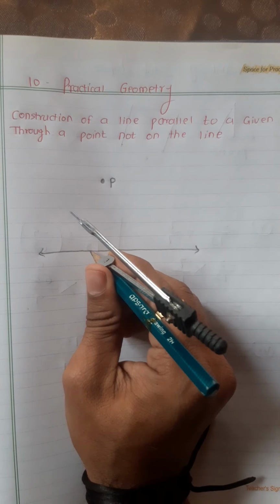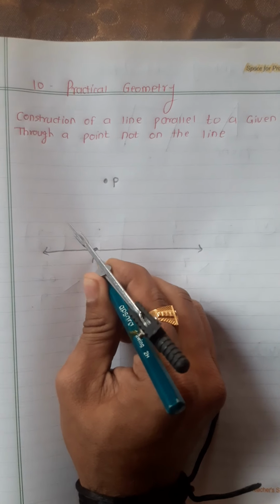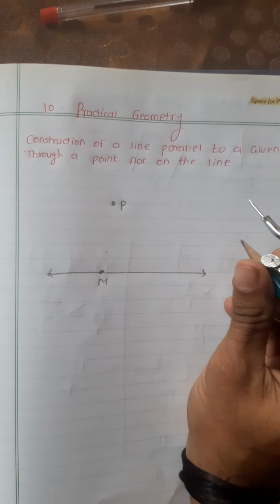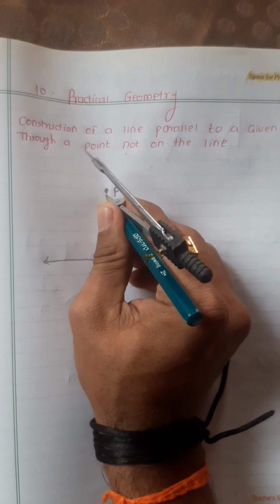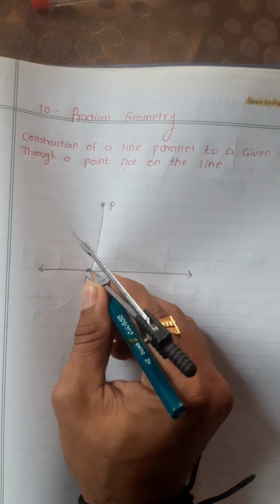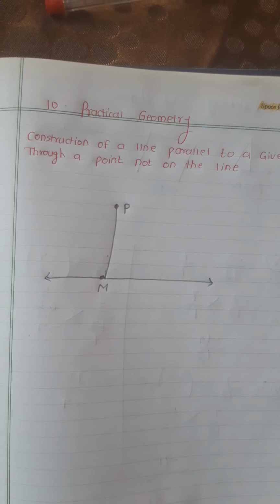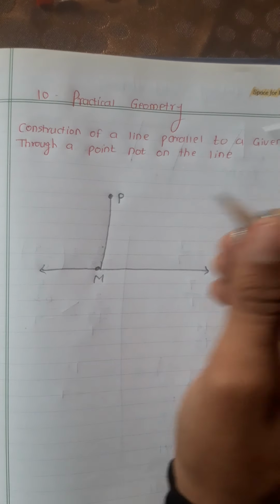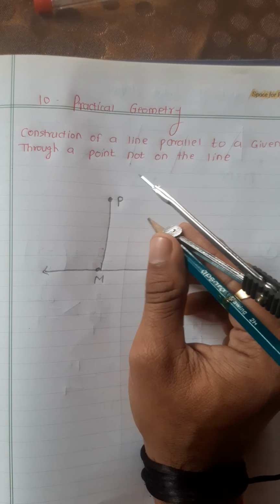In the second step, we have to take any point on this line. Suppose I have taken point M on the line. In the third step, we have to join these two points to each other. So I have joined these points. Use your scale, it is most important for this. I haven't used a scale right now. So use a scale so this line will be straight. Draw one line and join these two points. Now we have joined MP.